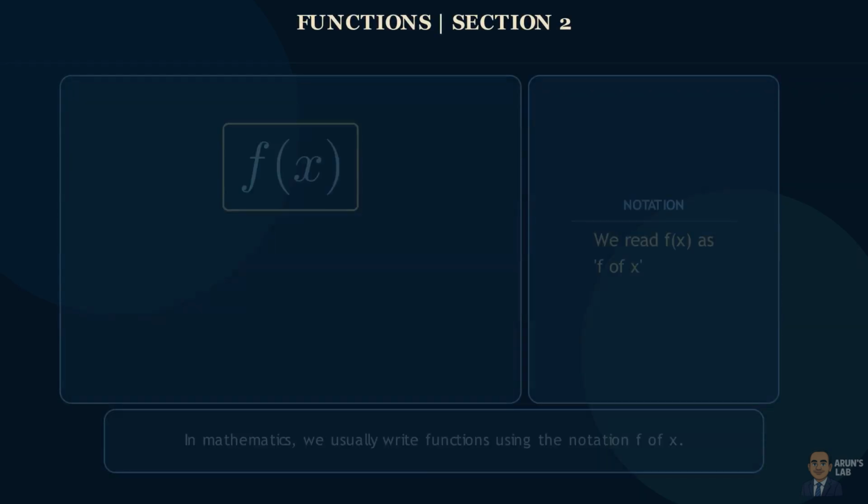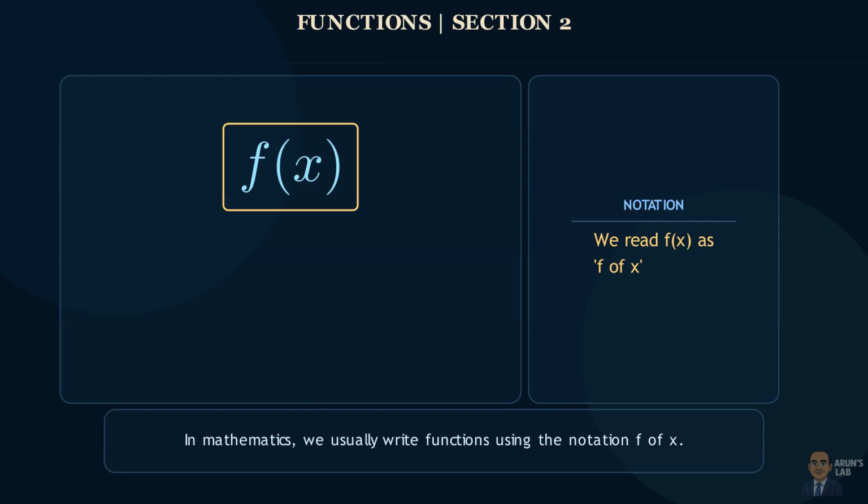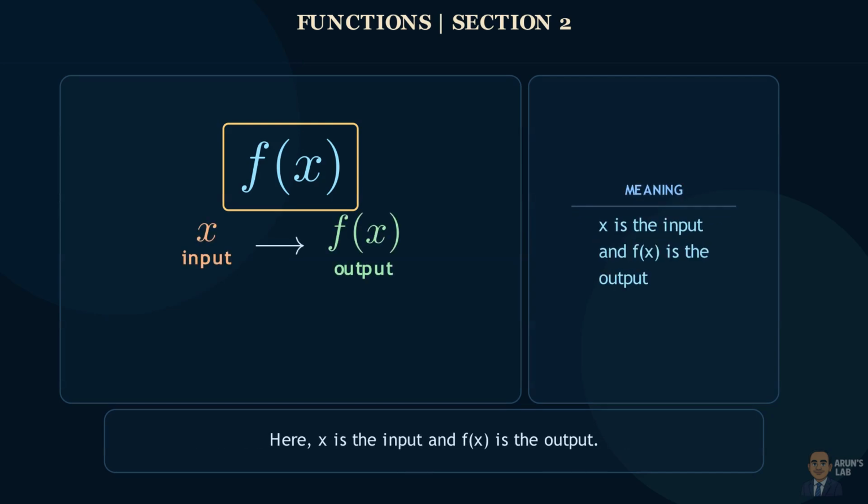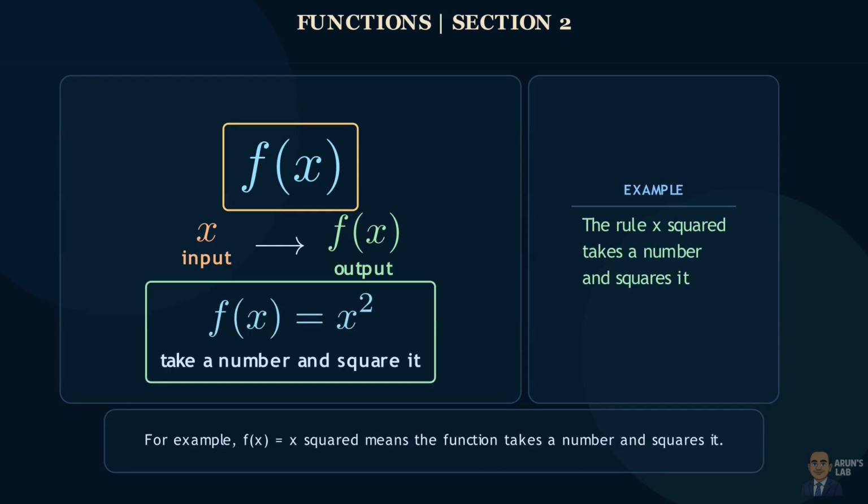In mathematics, we usually write a function using a notation. This notation means f of x. Here, x is the input, f of x is the output. See the example here: f of x is equal to x squared. This means the function takes a number as input, squares it, and gives us the output.